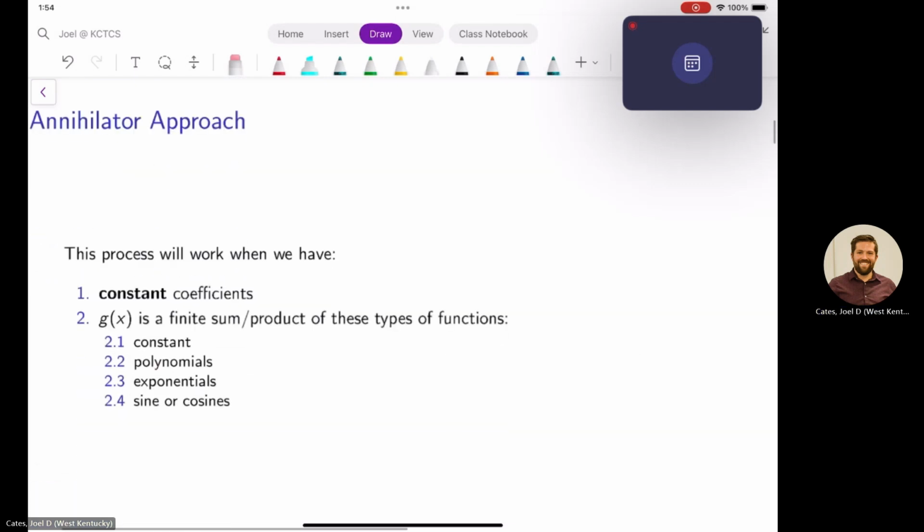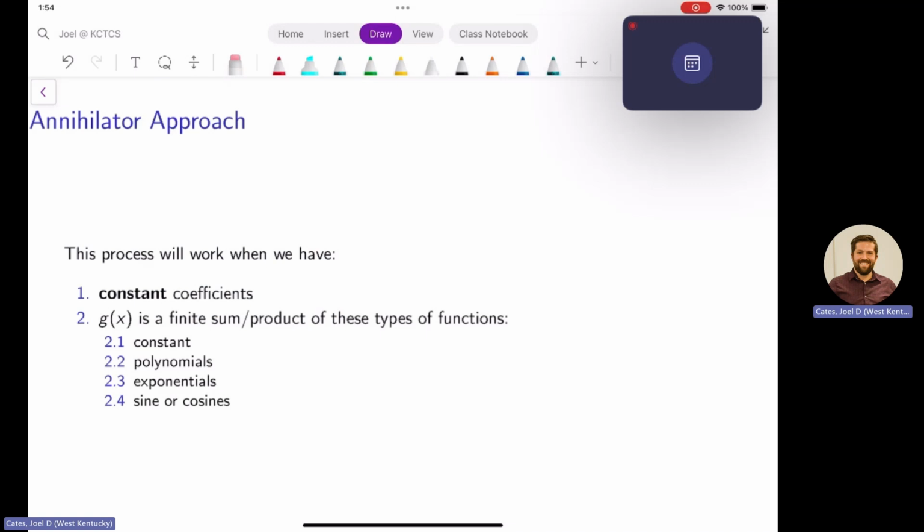Now, this annihilator approach that we're about to discuss works great whenever you have constant coefficients, and it works well whenever you have a g of x that's a finite sum or product, so no quotients, but sums or products of constant functions, polynomials, exponentials, sines or cosines.